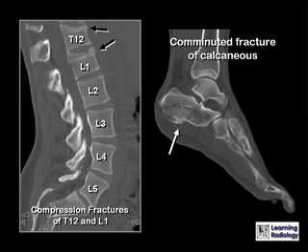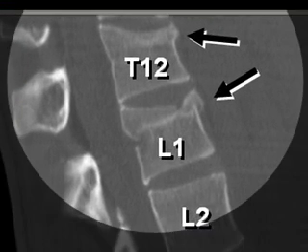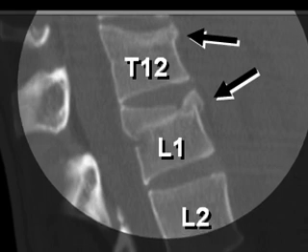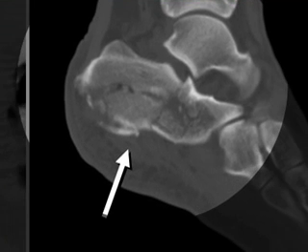This is an example of compression fractures of T12 and L1. The black arrows are pointing to the depressed superior end plates of those two vertebral bodies associated with a comminuted fracture of the calcaneus in this individual who jumped from a second-story burning building.